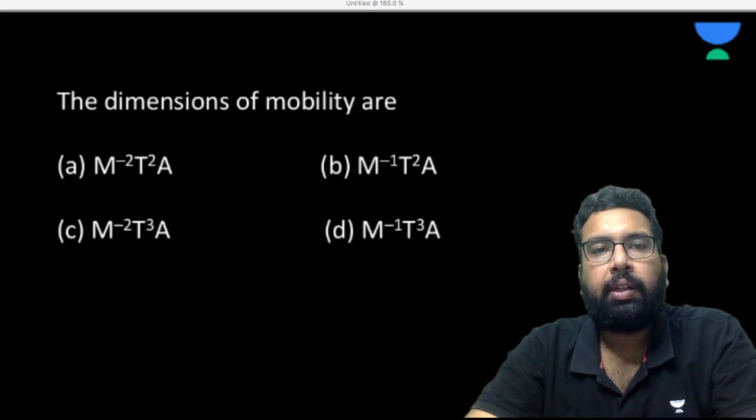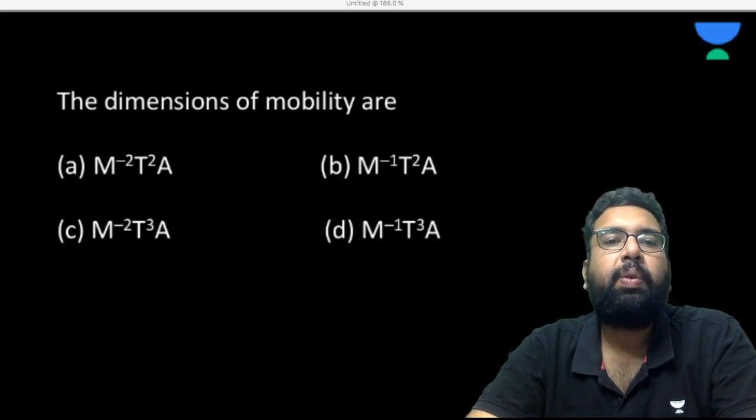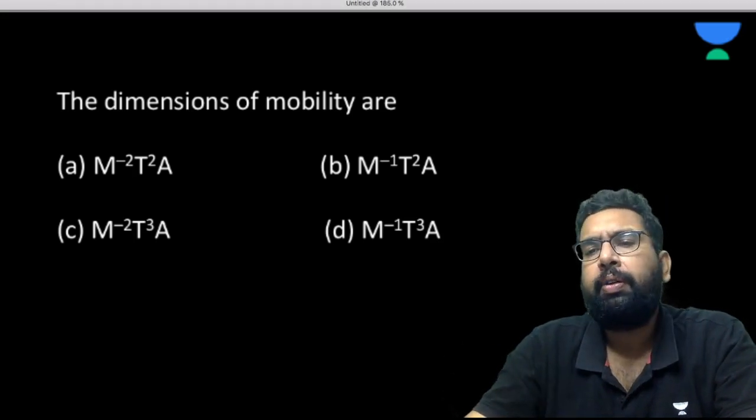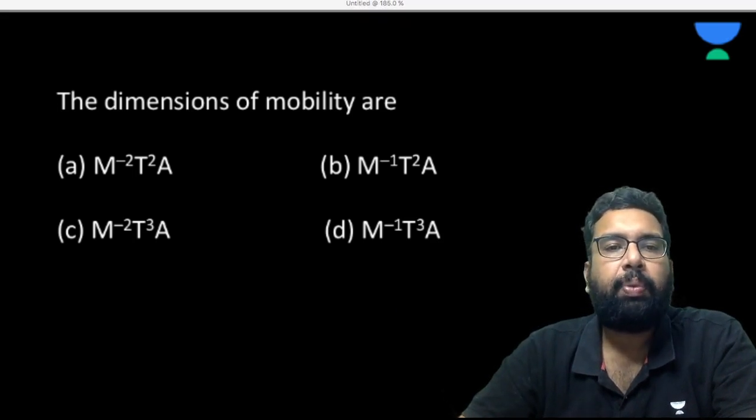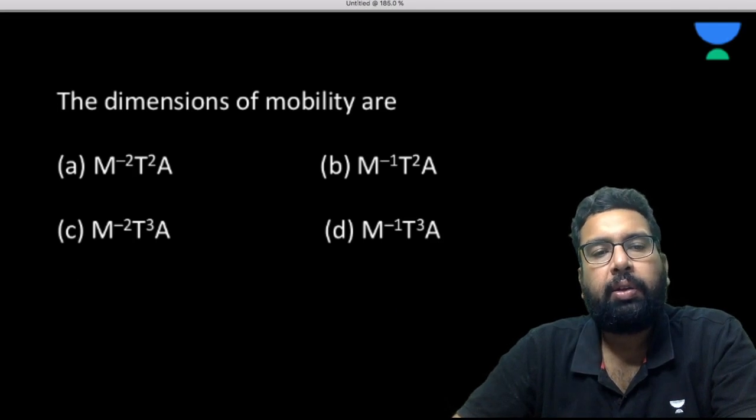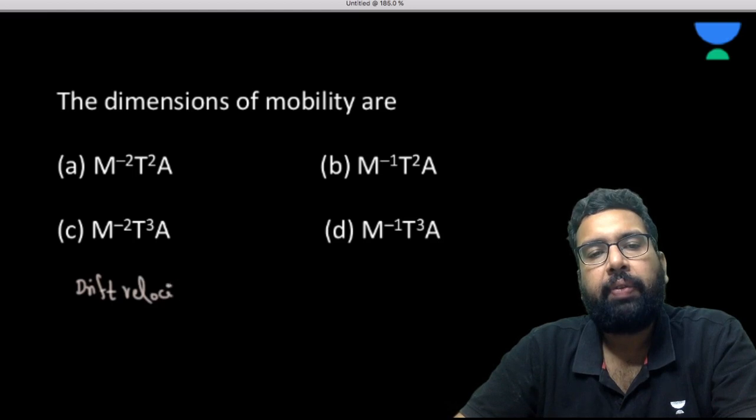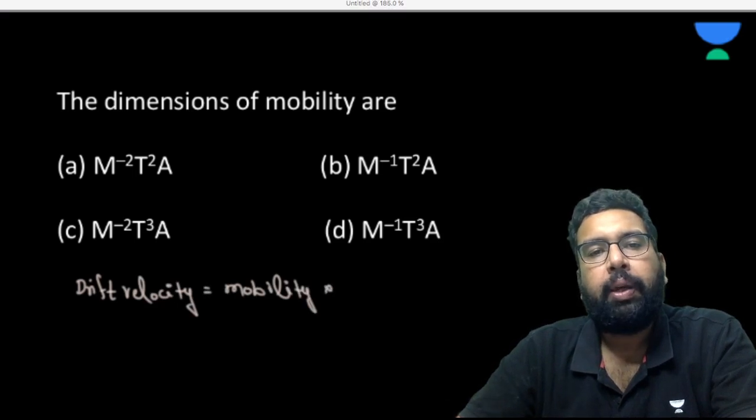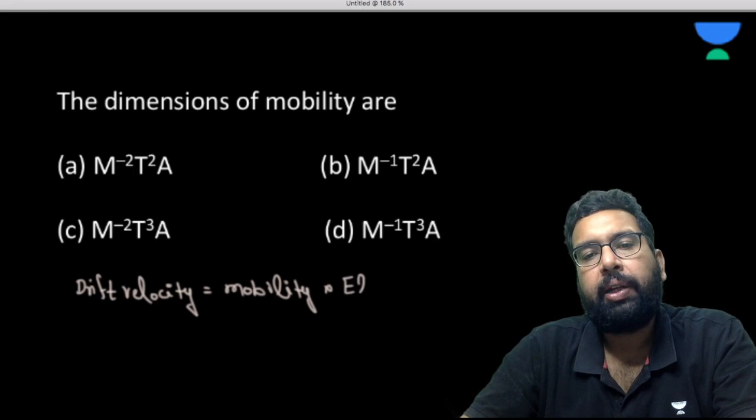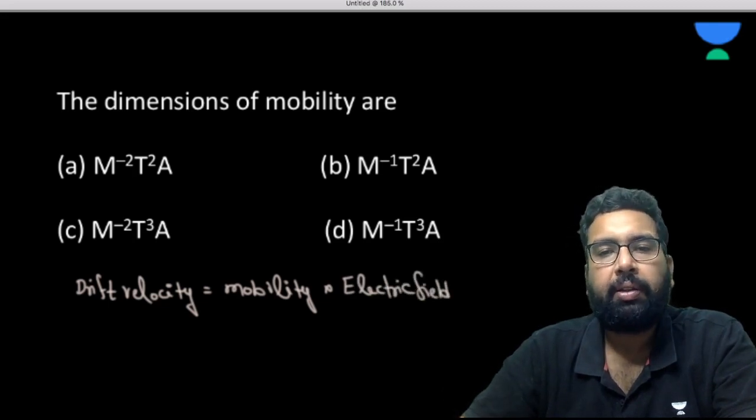So now, what is the dimension of mobility? Sir, we don't know what mobility is. So I'll give you just one formula, if at all you haven't completed this chapter yet. To help you, I'll give you one formula. The drift velocity is equal to mobility into electric field. Mobility into electric field. Now please try this. I'm very sure we can answer this question.